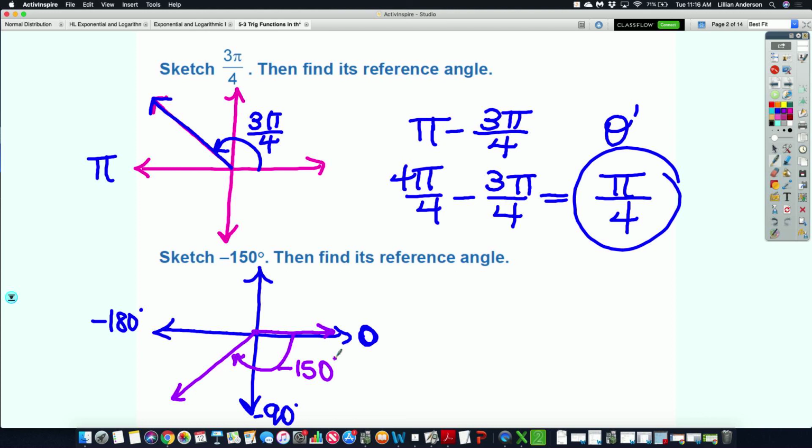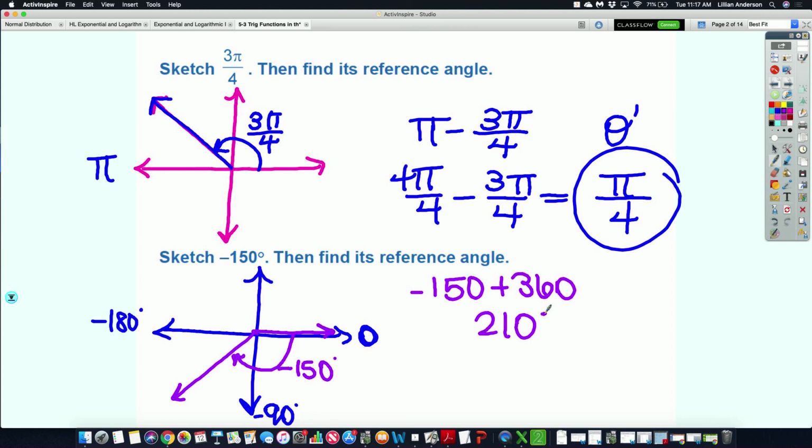How do I find a coterminal angle? I need to add 360, because I'm in the negative direction and I want a positive angle. So what is 360 minus 150? 210. So 210 is a coterminal angle to negative 150. And if you can find the reference angle for 210, you've found the reference angle for negative 150.